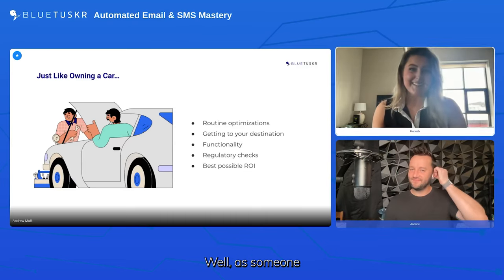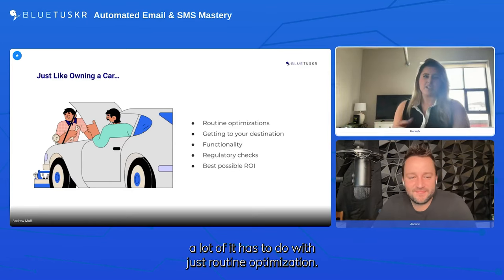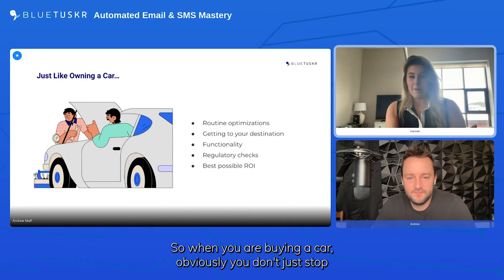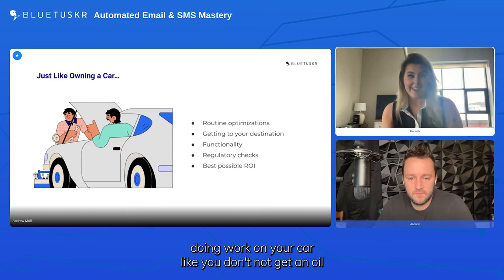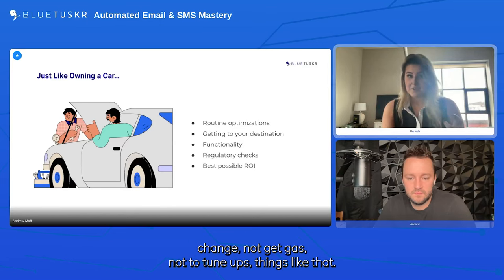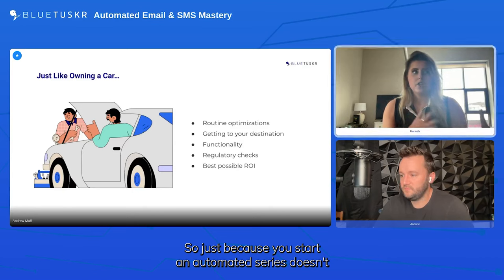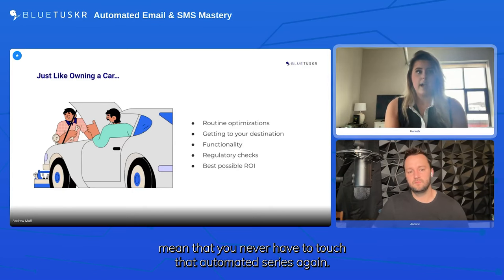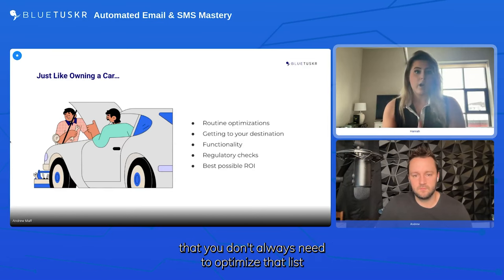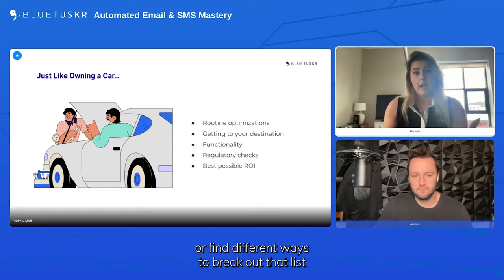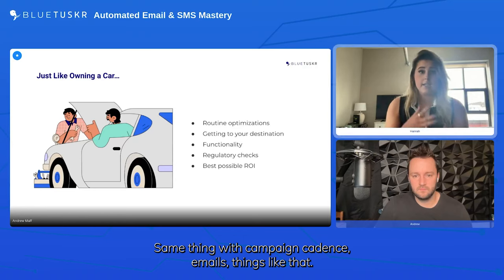Well, as someone that doesn't know a lot about cars, a lot of it has to do with just routine optimization. When you are buying a car, you don't just stop doing work on your car. Like you don't not get an oil change, not get gas, not do tune-ups, things like that. And email marketing honestly works the same way. Just because you start an automated series doesn't mean that you never have to touch that automated series again. Just because you create a list doesn't mean that you don't always need to optimize that list or find different ways to break out that list from the original one that you created. Same thing with campaign cadence, emails, things like that.